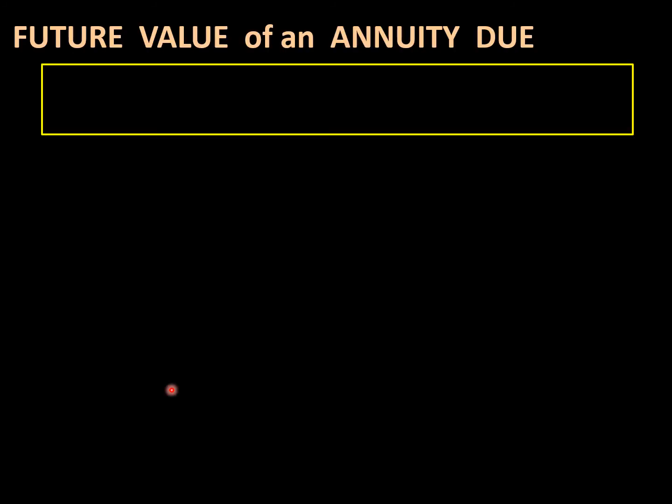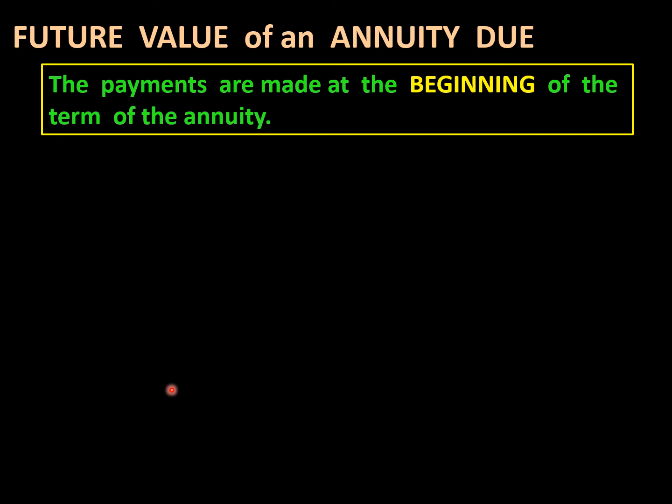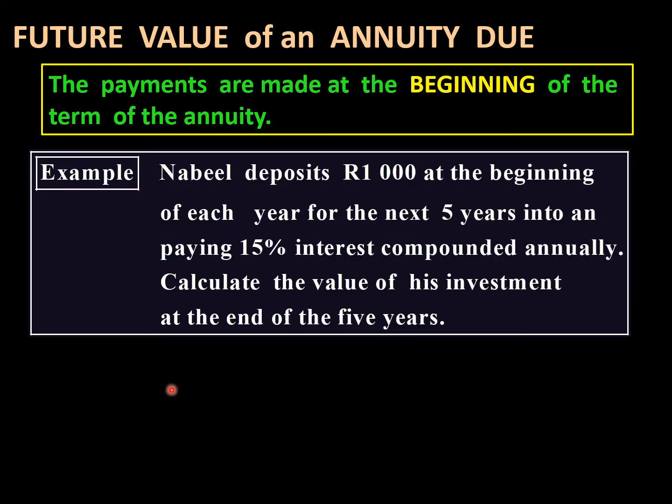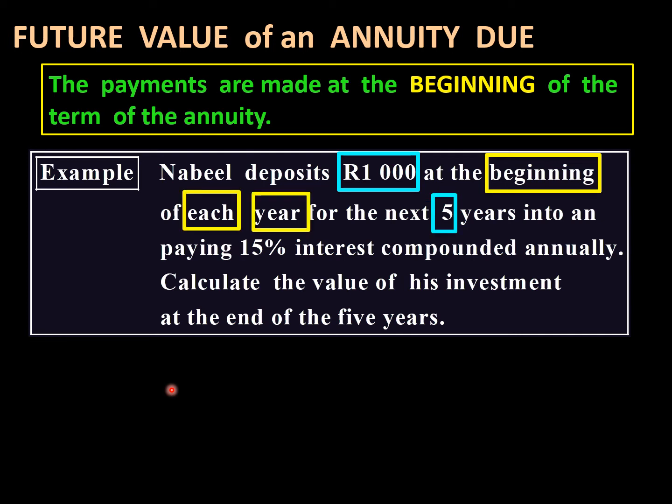Now let's look at how we can derive a formula for future value of an annuity due. What's an annuity due? It's an annuity where the payments are made at the beginning of the term, not after 1 month or after 1 year. Let's take an example again. In this case, Nabil deposited 1,000 Rand, but he now deposits it at the beginning of each year, not at the end. And it's for the next 5 years, and the interest rate is 15%, compounded annually.